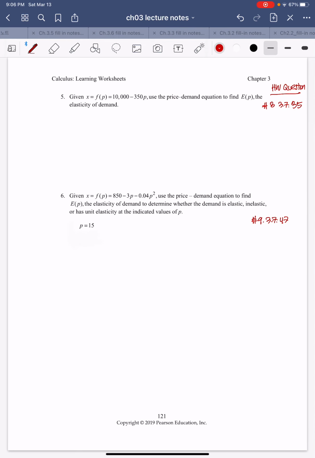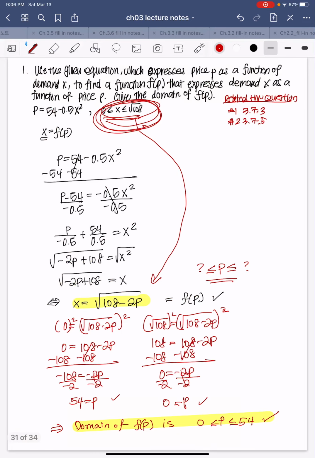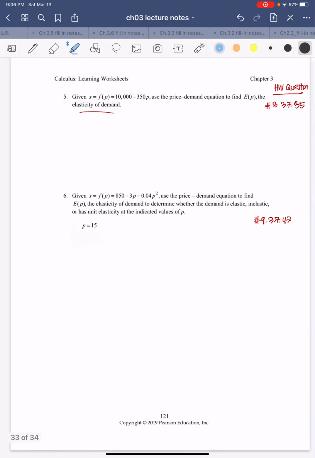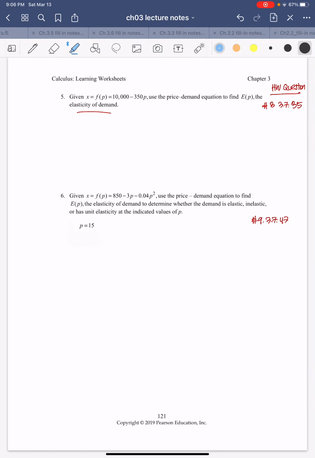Now we are going to move on to elasticity. So it's this one over here, theorem 1. Elasticity of demand is given as E sub p is equal to negative p f prime of p over f of p. And we practice how to write the x function as f of p. So number 5, we are given already the x function in terms of p. That's good. X is equal to f of p.